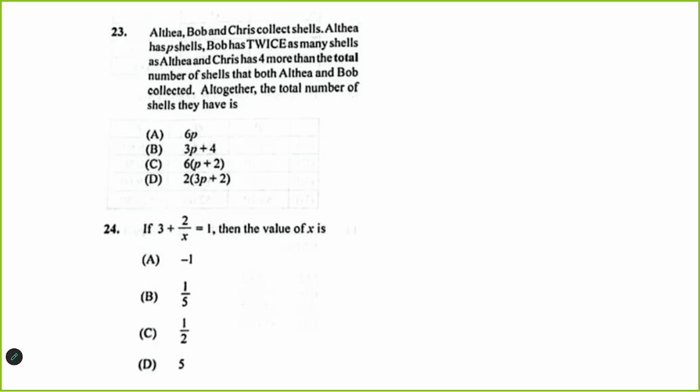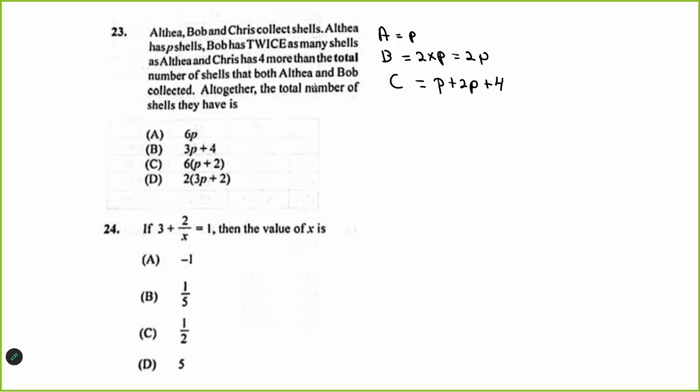Althea, Bob, and Chris collect shells. Althea has P shells. So let's put Althea is P shells. Bob has twice as many shells as Althea. So Bob has 2 multiplied by P, so Bob has 2P. And Chris has 4 more than the total number of shells that both Althea and Bob have. So Chris would be P plus 2P, and then he has 4 more than their total, plus 4.